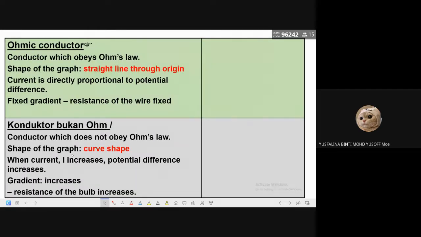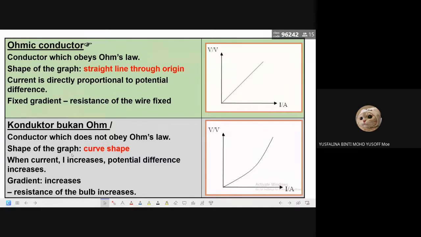Okay, the ohmic conductor. This is the last one before we stop. The ohmic conductor obeys Ohm's law, and the shape is a straight line through the origin. The current is directly proportional to the potential difference, and it has a fixed gradient, which means you have a fixed resistance. Let's say 3 ohm. So along the experiment that we did, we have 3 ohm of resistance.